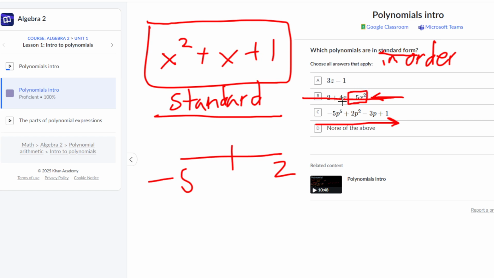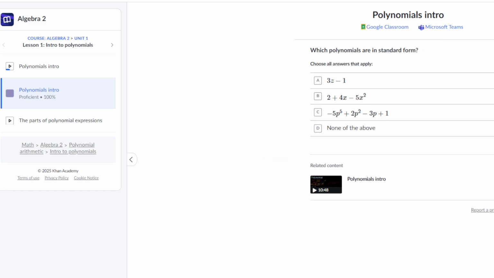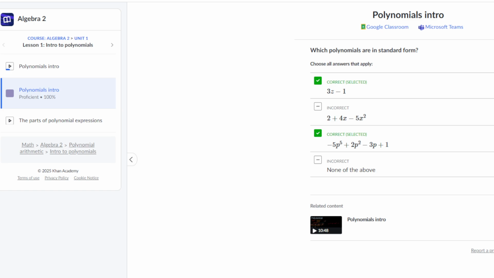As for b, once again, it had the exponent at the very end instead of going from the highest exponent all the way to the lowest exponent. Let's go ahead and give it a try. A and C. Correct? Awesome.